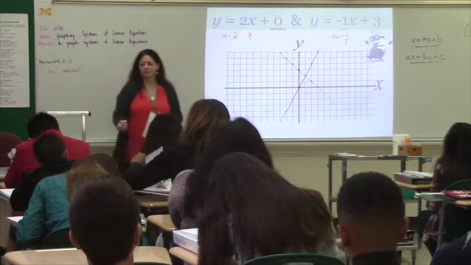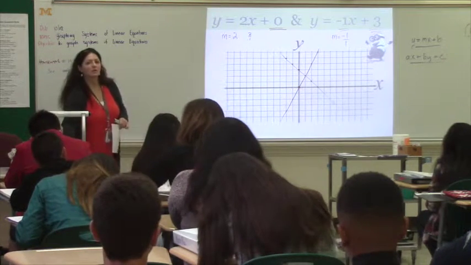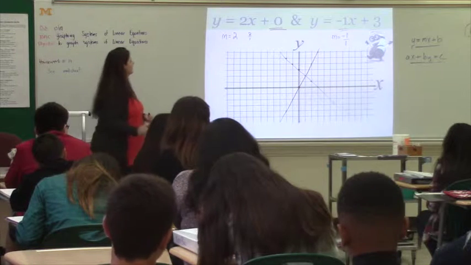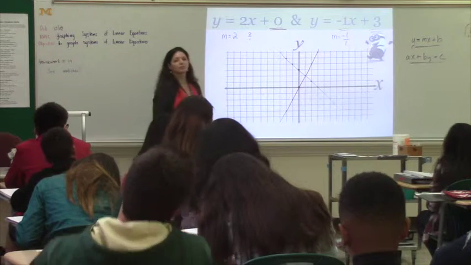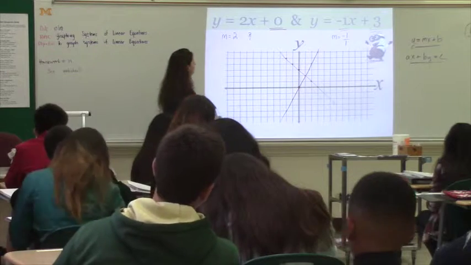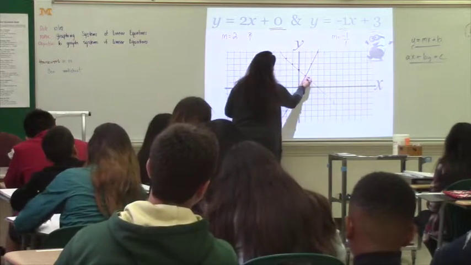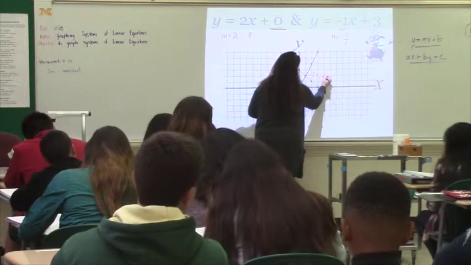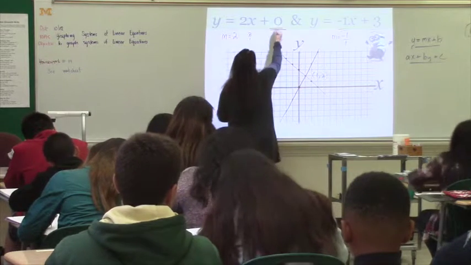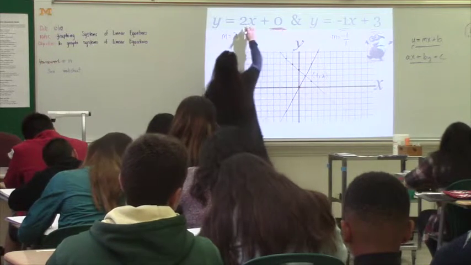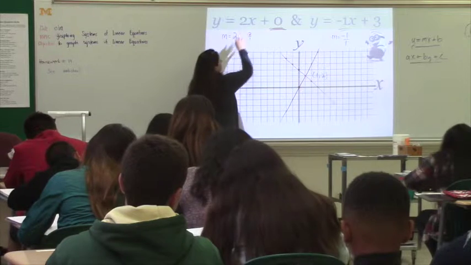All right. Michael C., what's our solution to this system of equations? 1, 2. All right, so we start here and we move this many.